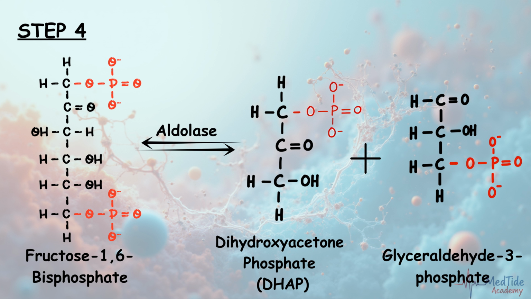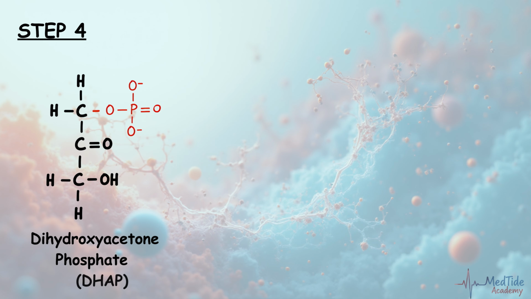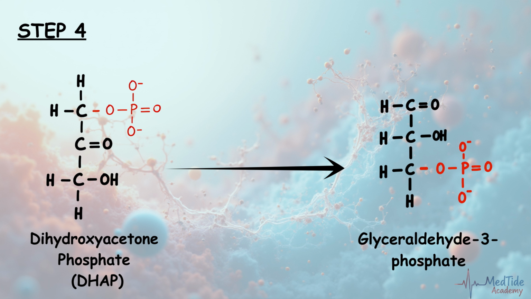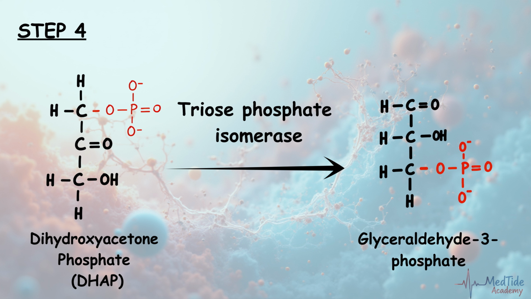However, only glyceraldehyde 3-phosphate proceeds to step 5. DHAP, on the other hand, cannot proceed directly. Therefore, DHAP has to get isomerized to glyceraldehyde 3-phosphate first. This isomerization is catalyzed by the enzyme triose phosphate isomerase. This reaction is also reversible. Thus, at the end of step 4, we have 2 molecules of glyceraldehyde 3-phosphate.